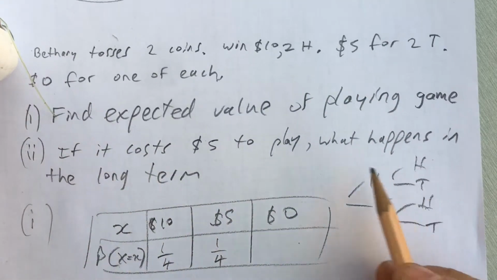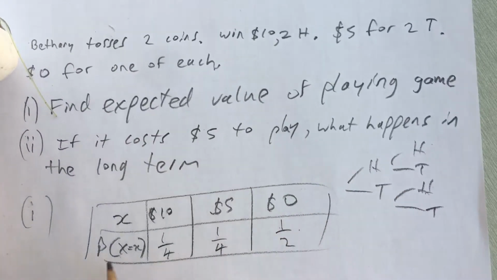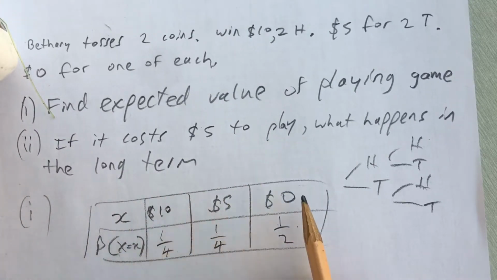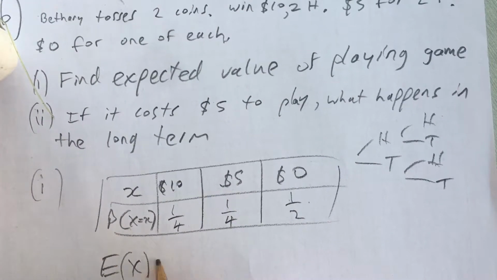And the probability of getting 1 of each, there are 2 ways of getting that, so 2 over 4 or 1/2. You can have either. So this is what you should do every time. Get a table with the values that you're going to end up with, the discrete random variables, and the probabilities of each one. So now we're doing the expected value.